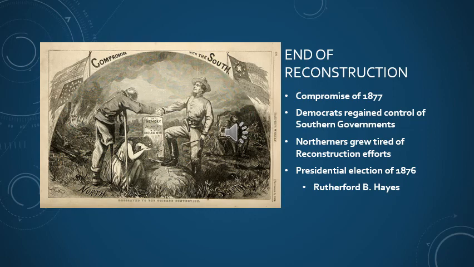The Democrats agreed not to block Hayes' victory on the condition that Republicans withdraw all federal troops from the South, thus consolidating Democratic control over the region. As a result of the so-called Compromise of 1877, Florida, Louisiana, and South Carolina became Democratic once again, effectively bringing an end to the Reconstruction era.